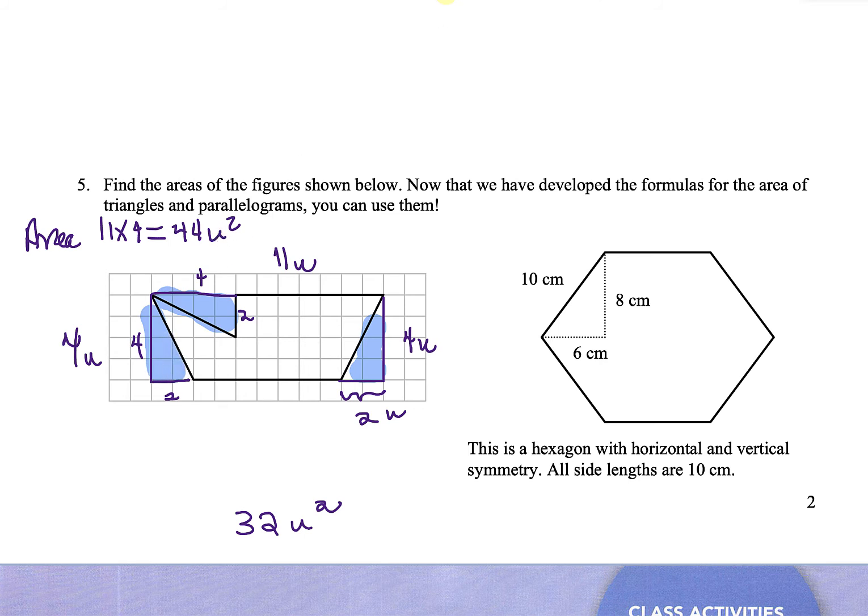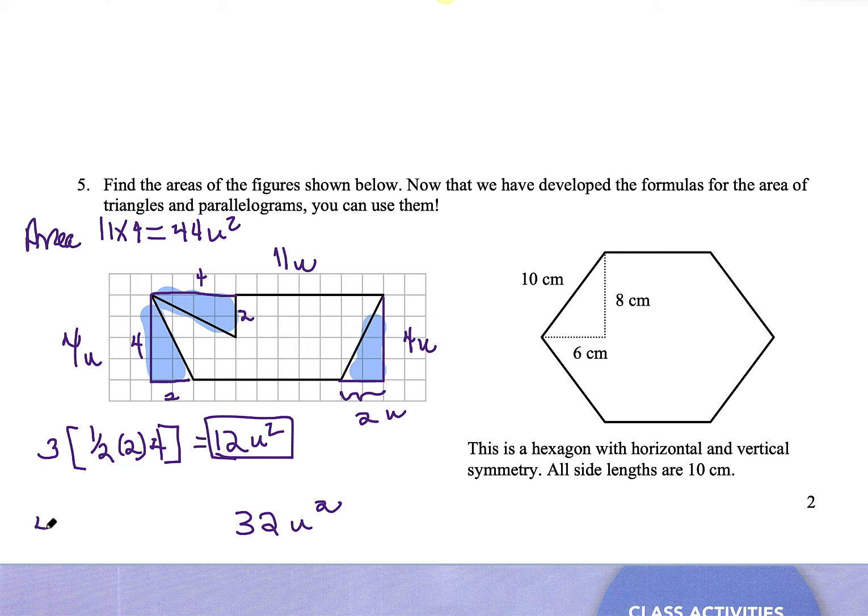So that means that we have 3 triangles that have the area of 1/2 times 2 times 4. So 1/2 the base times height. So that's going to be 4 times 3, which is equal to 12. So this is what we have to take away.